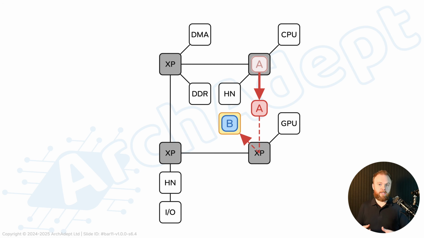And since access B does not need to travel as far as access A to reach that home node, it is entirely possible for access B to arrive there before access A, and to then be serialized first, despite having been issued to the interconnect later.